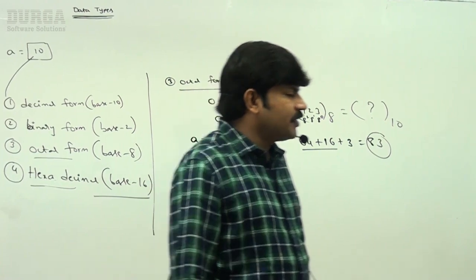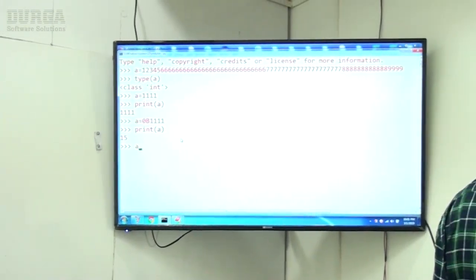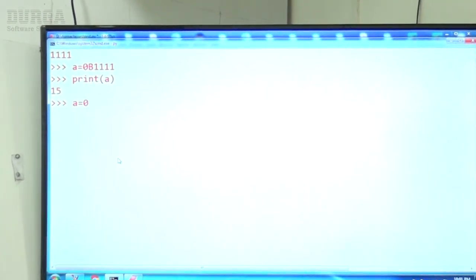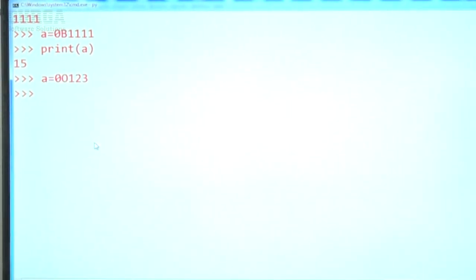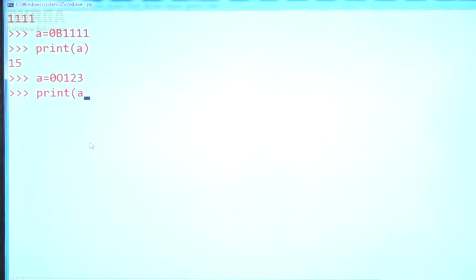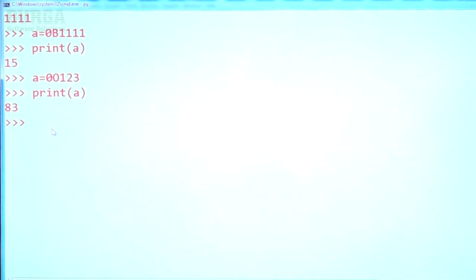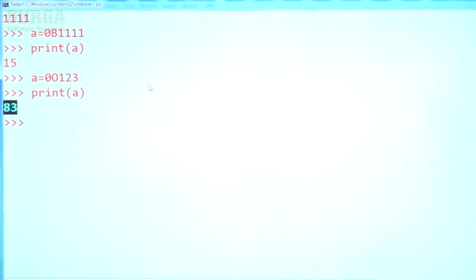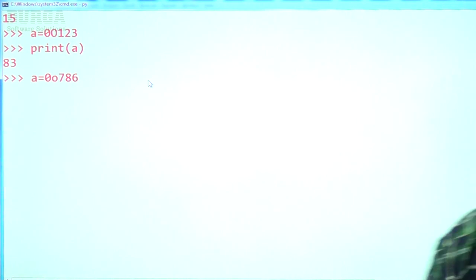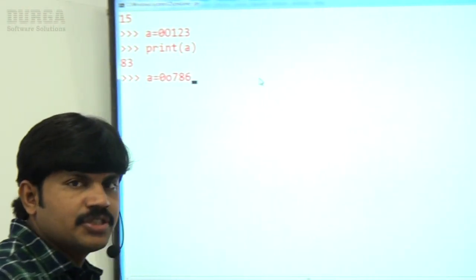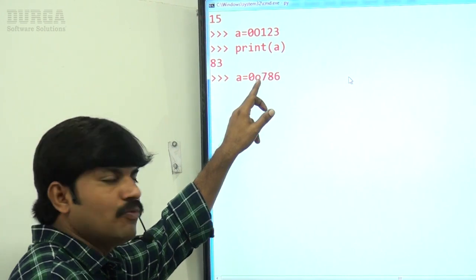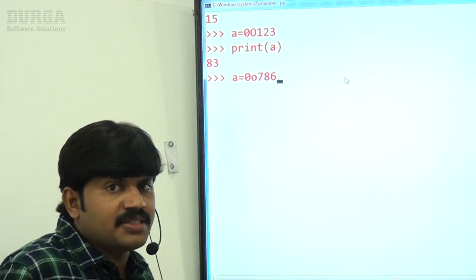Have a look once. Can you please consider A is equal to 0 O, it may be small o or capital O, 1 2 3, I am taking, sir. Perfect. Now, can you please print A? If I take print of A, what answer are we getting, sir? 83. Okay, well. Sir, now I am taking A is equal to 0 small o, 786. Can you please tell, is it valid or invalid?